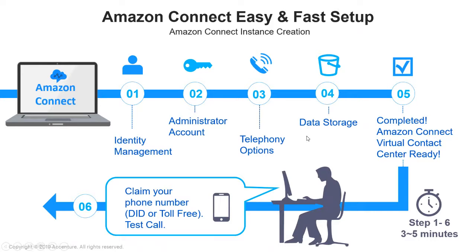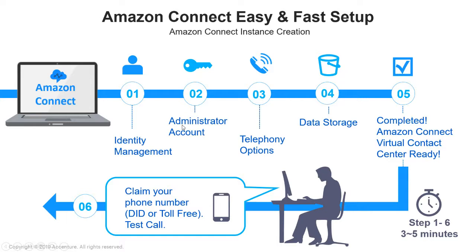Okay, so this is how easy it is to set up your Amazon Connect instance. First, of course, you'll need an AWS account. Once you have that, you can go to Amazon Connect, just search for it there. Once you are there, these are the steps on how to properly set up your Connect instance. First, you have to set up your identity management, where you can manage which users can use your Amazon Connect instance. The second one is the administrator account. This is optional, but recommended. As the name states, this is for administrators.